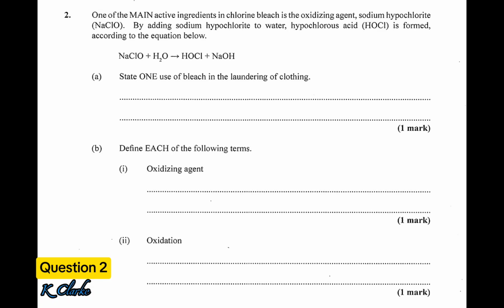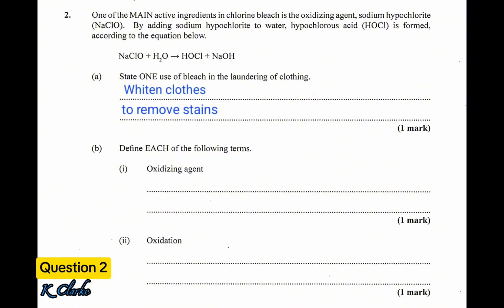Question 2. One of the main active ingredients in chlorine bleach is the oxidizing agent, sodium hypochlorite. By adding sodium hypochlorite to water, hypochlorous acid is formed, according to the equation below. A. State one use of bleach in the laundering of clothes. Bleach is used to whiten clothes, or it is used to remove stains.